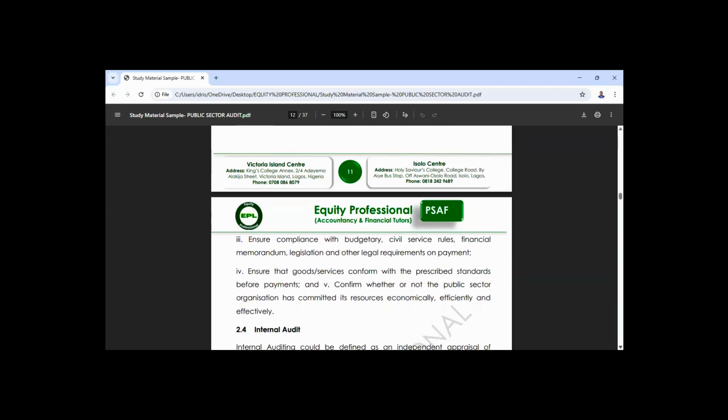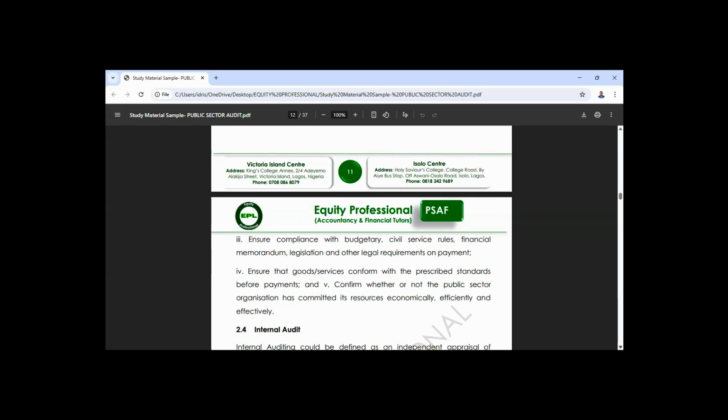Another role of internal audit in relation to value for money audit is to ensure compliance with budget and civil service rules.